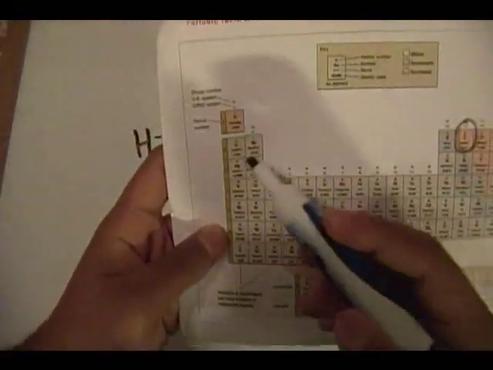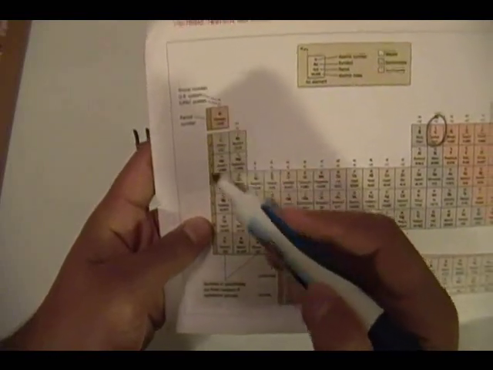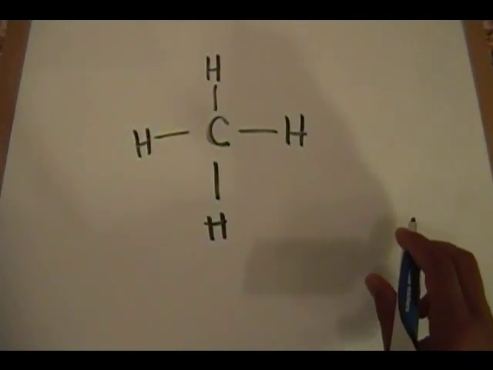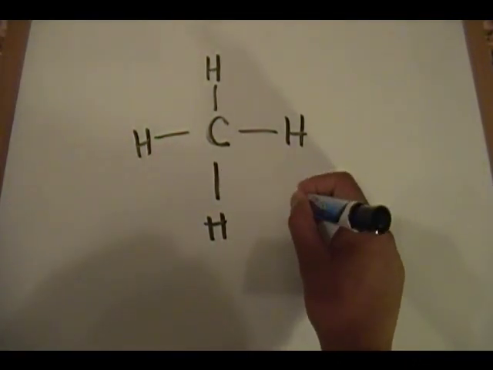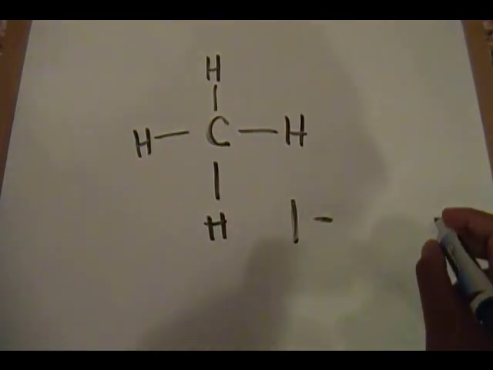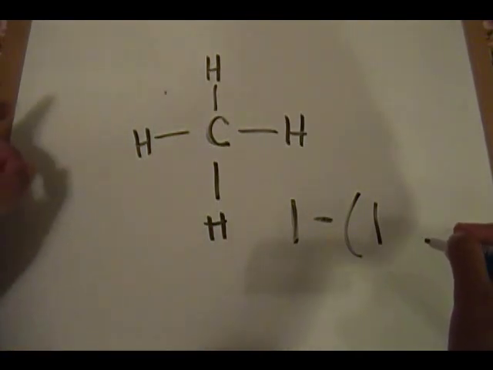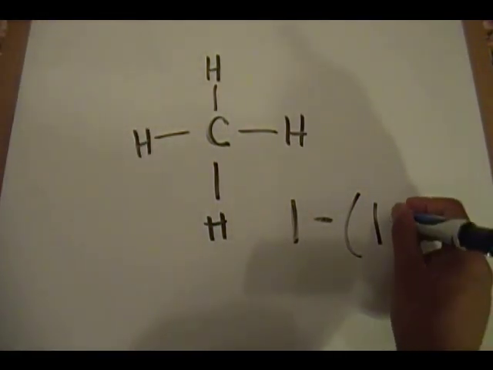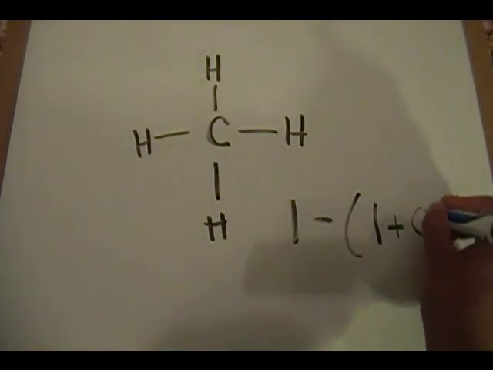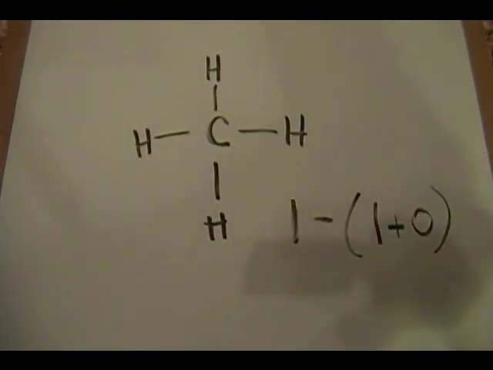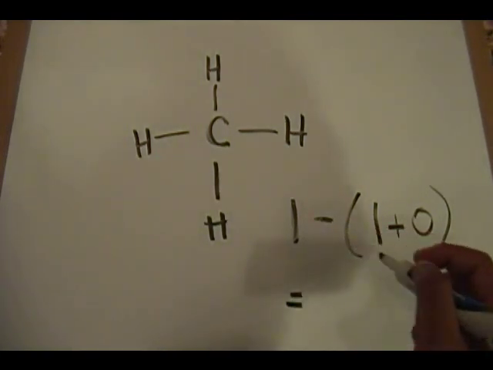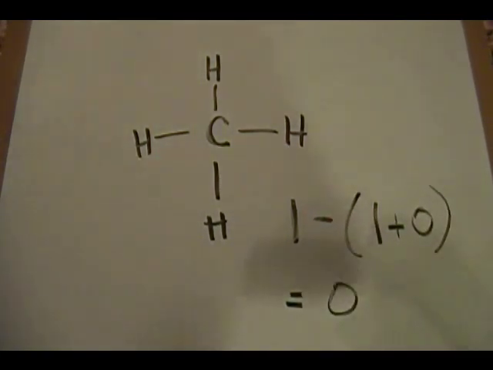If we look right here, there's our hydrogen atom. It's in the first column, so it has a valence number of 1. So we put 1 minus the amount of bonds attached to the hydrogen, so 1, plus the lone pairs on hydrogen, so it's 0. Right, there are no lone pairs on the hydrogen atom. So again, there's a formal charge on the hydrogen of 0. Okay, there's no formal charge on there.